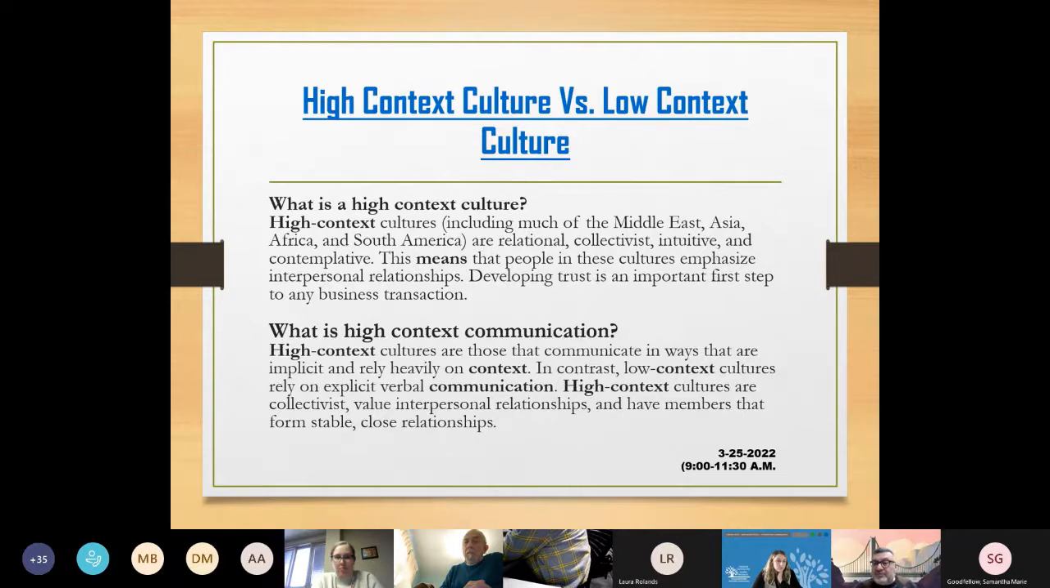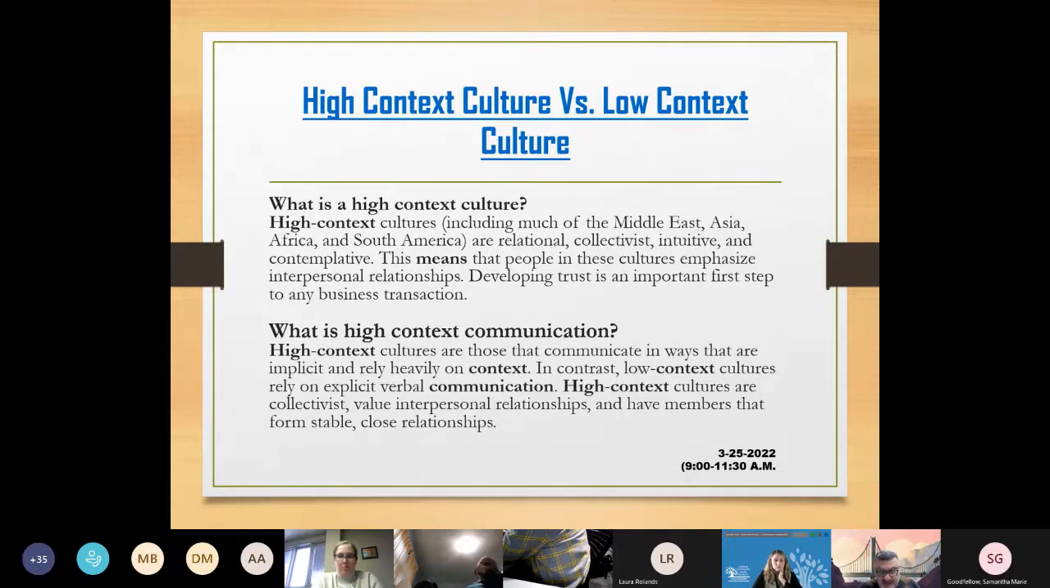We're getting closer to really opening it up for question and answer. High context culture versus low context culture. What is a high context culture? It's a culture that, including much of the Middle East, Asia, Africa, and South America, is more focused on the relational part of it, more collectivist, intuitive, and contemplative. This means that people in these cultures emphasize interpersonal relationships. Developing trust is an important first step to any business transaction or any service that we provide.